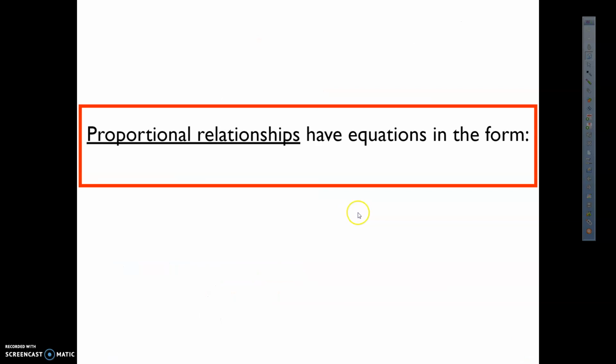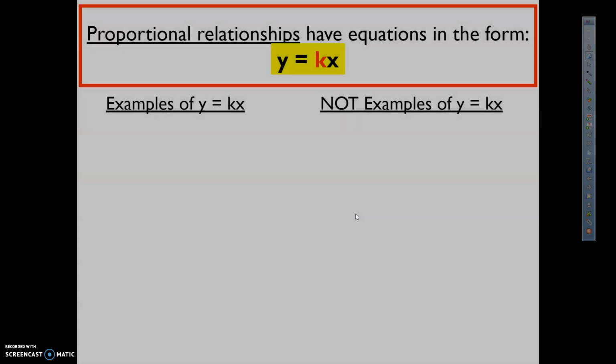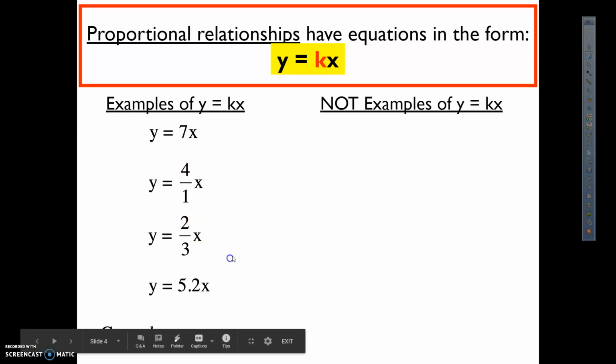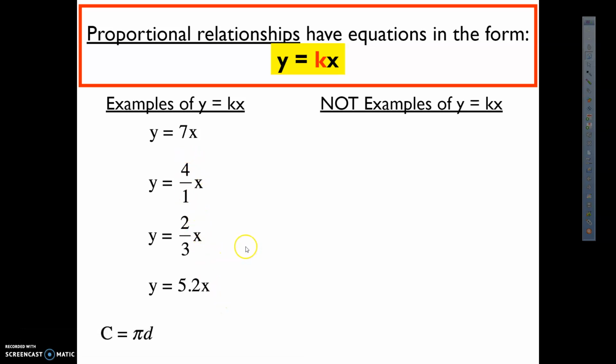So a little bit of background knowledge. Remember, proportional relationships have the form y equals kx. So something that's proportional would be y equals 7x, 4 over 1 x, 2/3 x, 5.2x. These are all proportional. Just like finding the circumference is a proportional equation, pi times d. Finding the number of feet in a yard is 1/3 of the yard. So those are all proportional relationships.